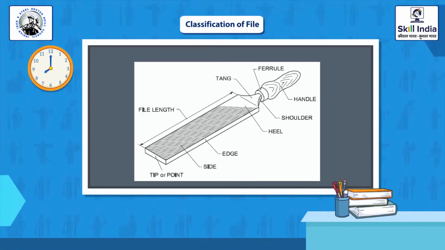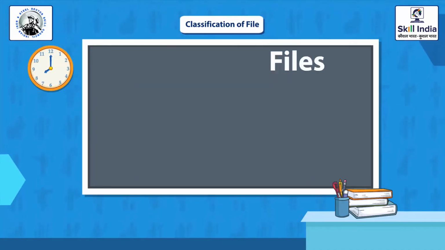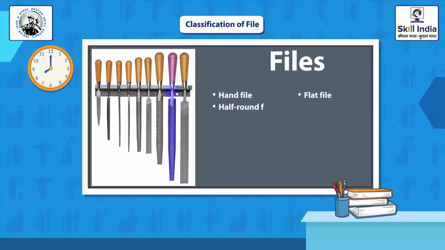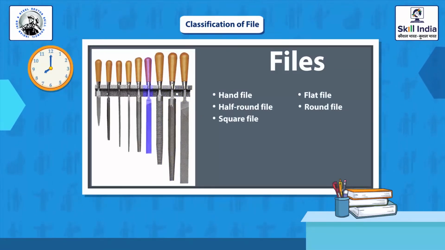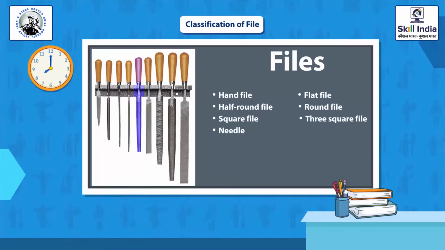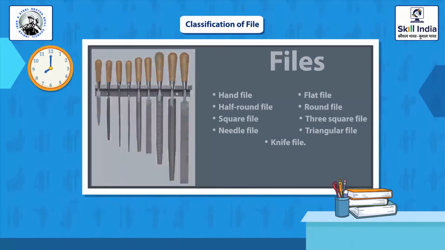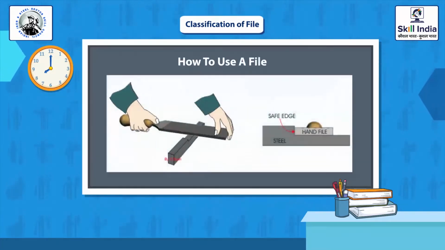Now learning about its classification, files are classified as follows: hand file, flat file, half round file, round file, square file, 3-square file, needle file, triangular file, knife file. Here you can see how to use a file.